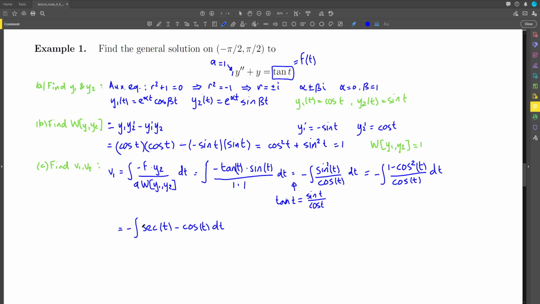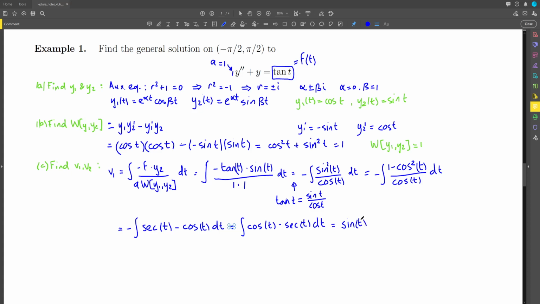And we can then distribute that minus sign to make life a little bit easier and just write it as the integral of cosine of t minus secant of t dt. Now the antiderivative of cosine is sine, so that one is pretty straightforward.